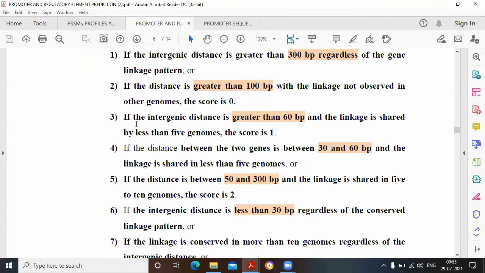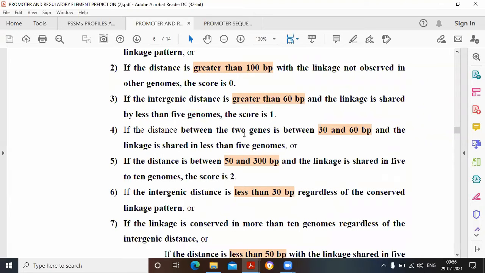Next, if the intergenic distance is greater than 60 base pair and the linkage is shared between less than 5 genomes, then the score should be 1. That means when we are going to predict, it is going to compare by doing multiple sequence alignment with all the genome data available, and between them the comparison is going on. And they found that if the distance is varying like 60 base pair and less than 5 genomes, this kind of linkage distance differs, so the score should be 1.